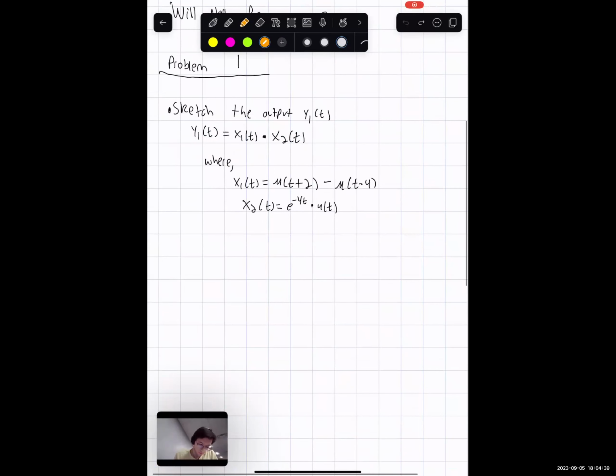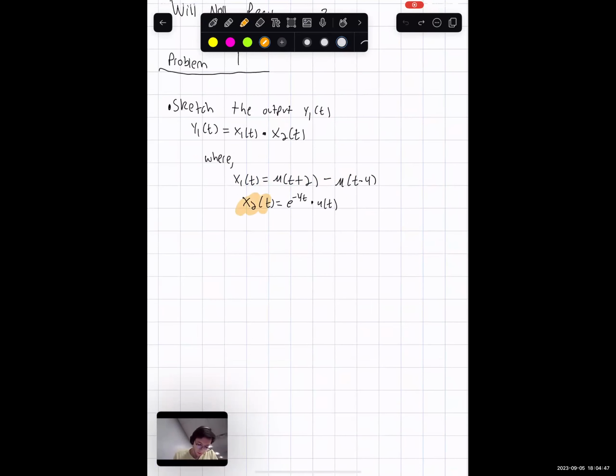So here's x1 of t defined as the unit step function u(t plus 2) minus the unit step function u(t minus 4). And here we define x2 of t. So when you see a problem like this, the best thing you can do always is to start by graphing it, just to see what we're looking at. The first step is looking at the big picture, and then going lower one step at a time.